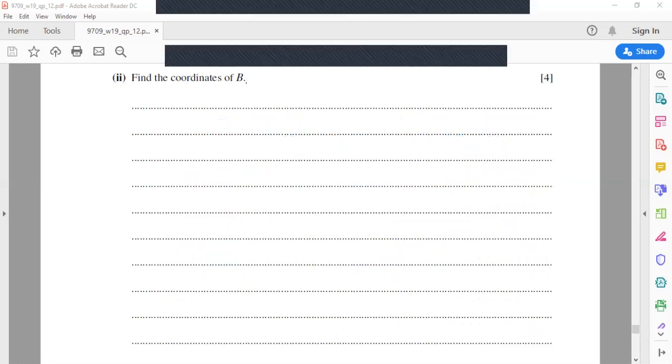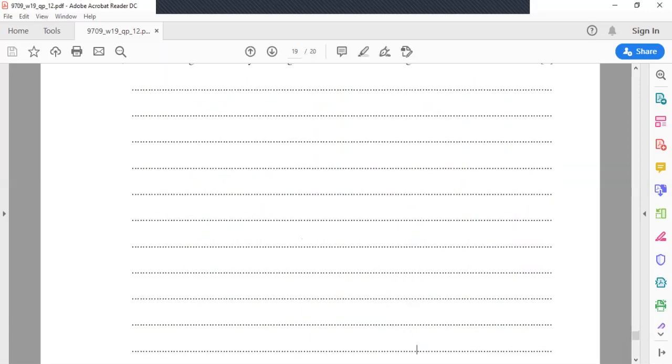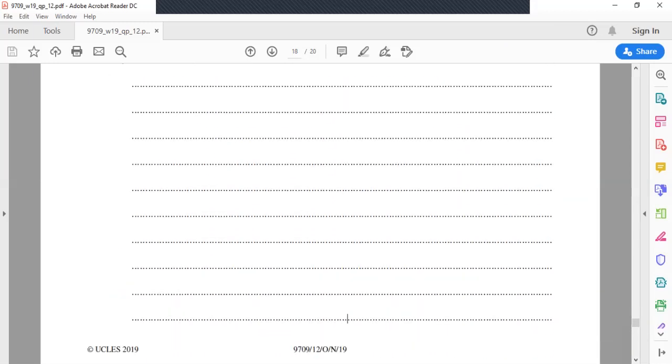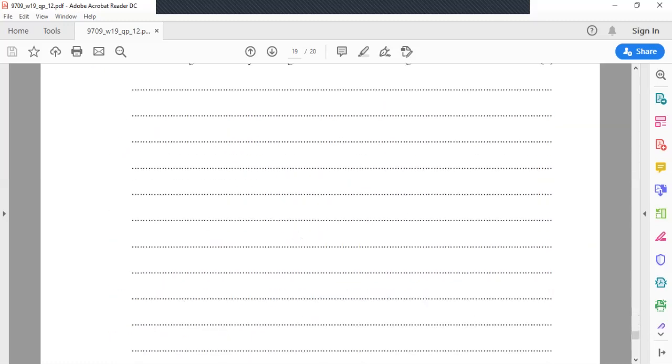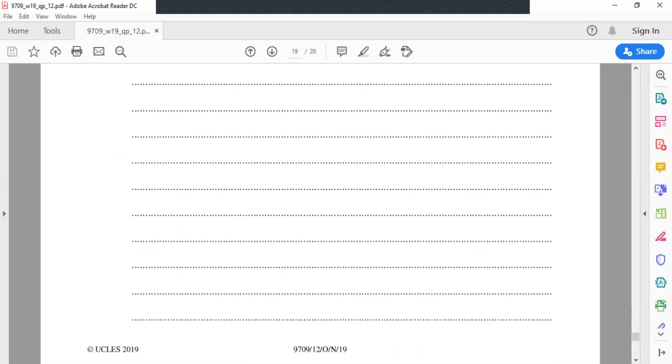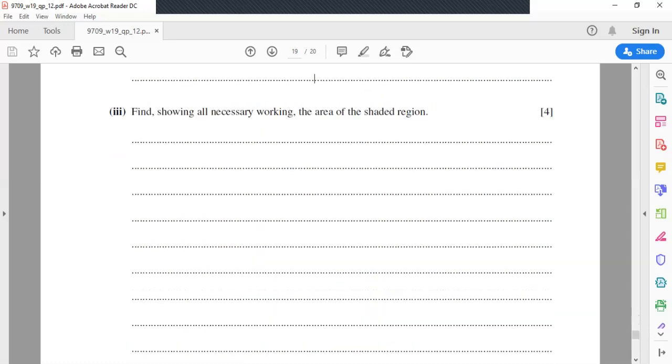Now let's go to the next part. Show necessary working, find the area of the shaded region. Now, if you see here, the graph shows that there are two equations. We will integrate them separately, find this area and this area, and then add them up. So let's find the integration of both of them one by one.